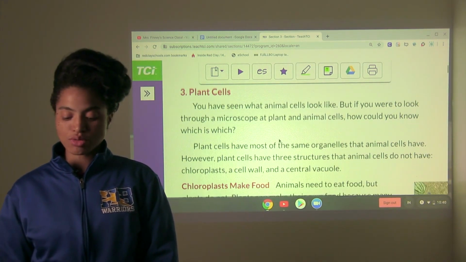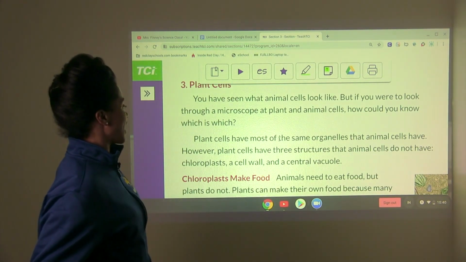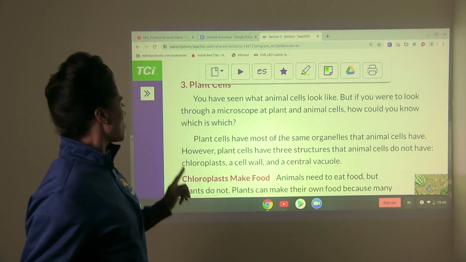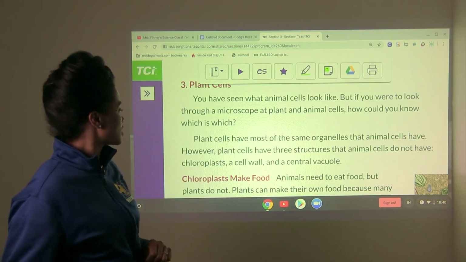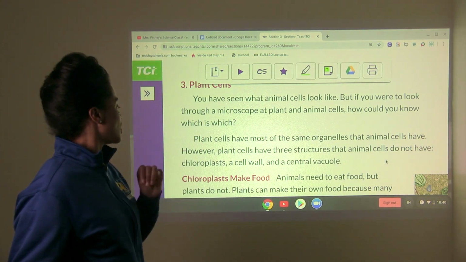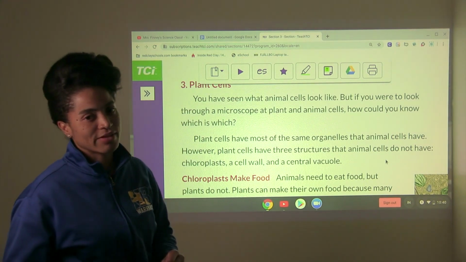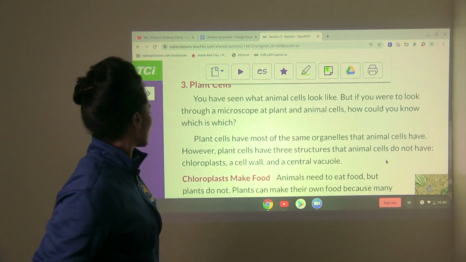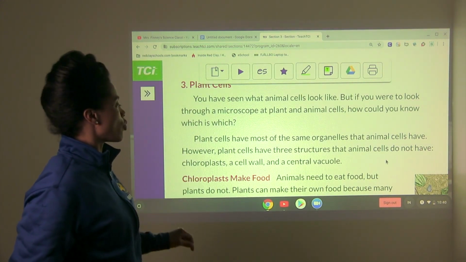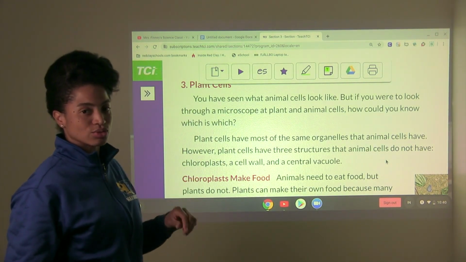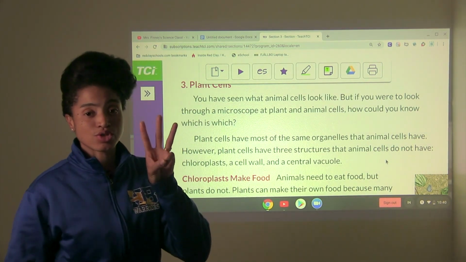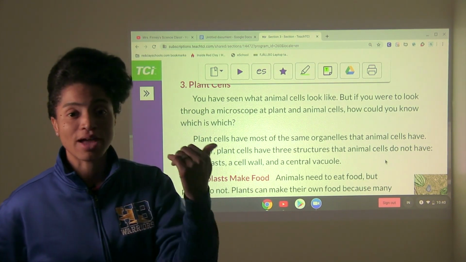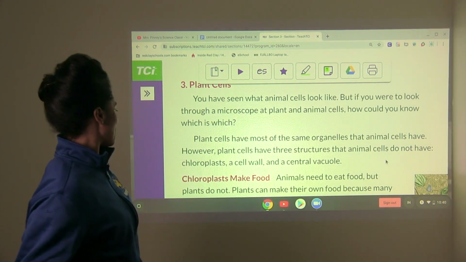Plant cells have most of the same organelles that animal cells have. However, plant cells have 3 structures that animal cells do not have. Repeat after me. Do not have. All right. What are they? Chloroplast, a cell wall, and a central vacuole. Those are the 3 that we'll talk about today. They're in plant cells. They are not in animal cells. They are not in bacterial cells. All right. So let's talk about them.